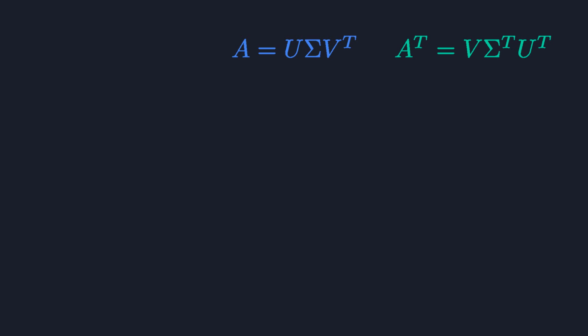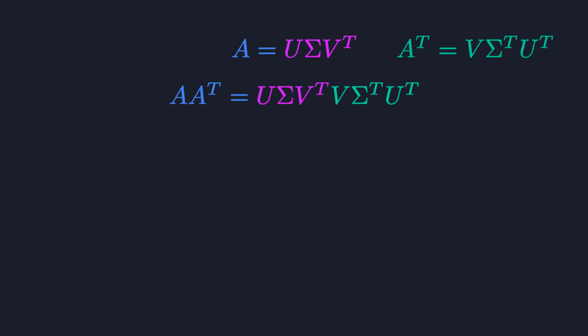And now we do something really clever. We multiply A with its own transpose on the right. Why is this so clever? Well, remember that V is an orthogonal matrix. From the video about matrix groups, you may remember that every orthogonal matrix satisfies this equation.